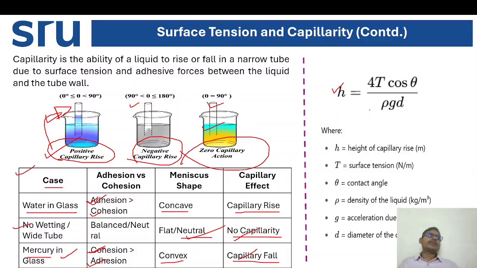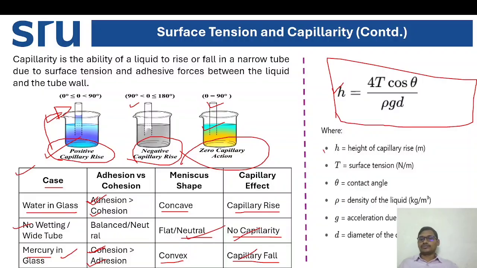And there is a formula derivation: h is equal to 4T cos theta by rho g d. Now h is equal to the height of the capillary rise, and T is equal to surface tension. Theta is equal to the contact angle, as I mentioned, 90 degrees or 90 to 180 or 0 to 90. Rho is equal to the density of the liquid. g is equal to acceleration due to gravity, and d is equal to the diameter of the capillary tube.